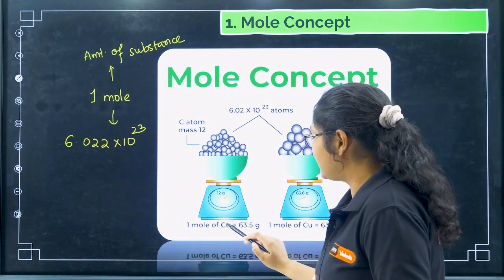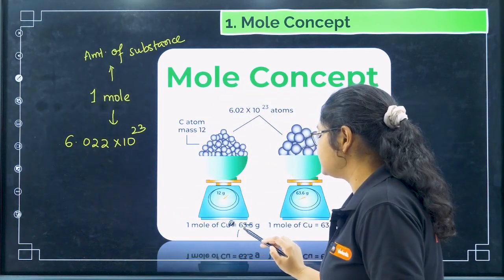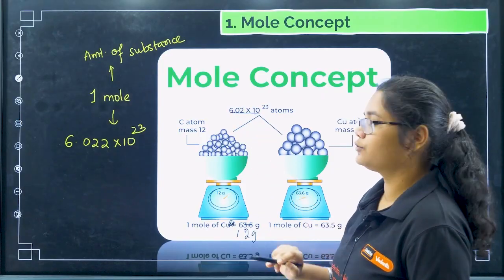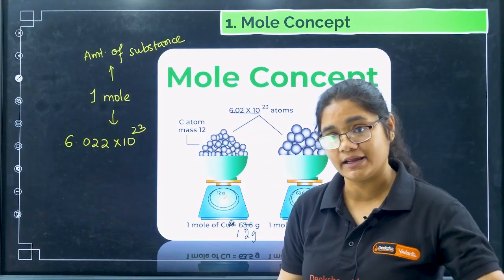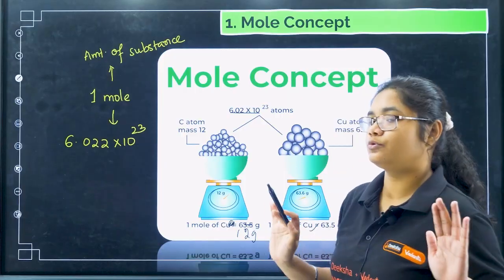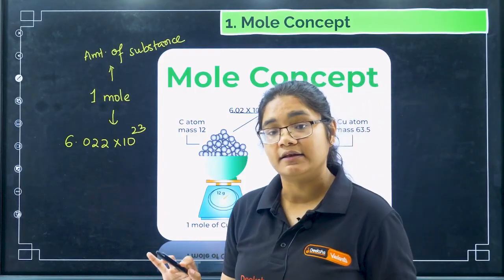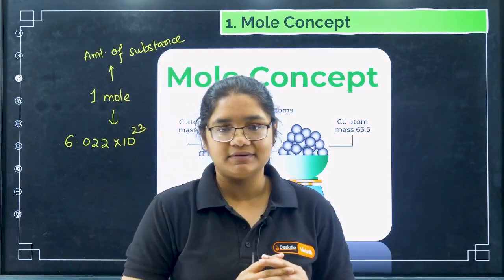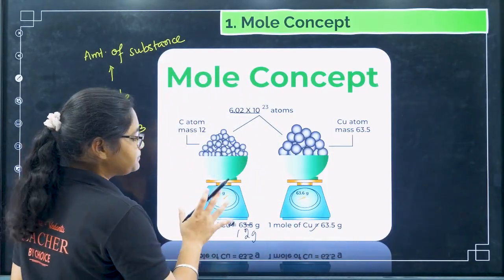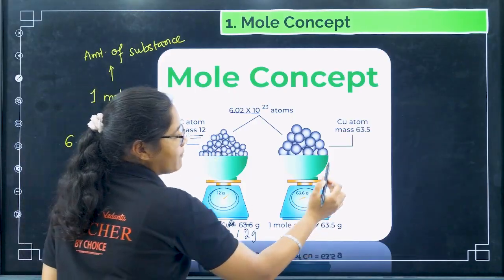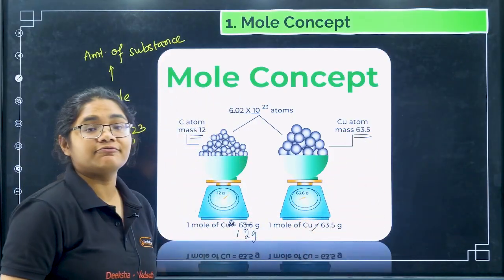Suppose I have 1 mole of carbon here whose mass is 12 gram. This is 1 mole of carbon, that means I have 6.022 into 10 to the power of 23 carbon atoms, and if I have 1 mole of copper, I have also 6.022 into 10 to the power of 23 copper atoms. But their masses are different. 1 mole of carbon mass is 12 gram, whereas 1 mole of copper mass is 63.5 gram.